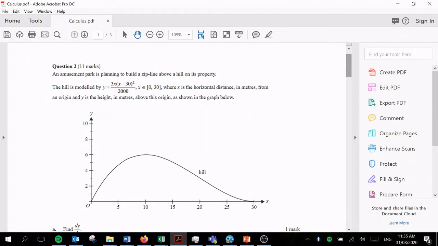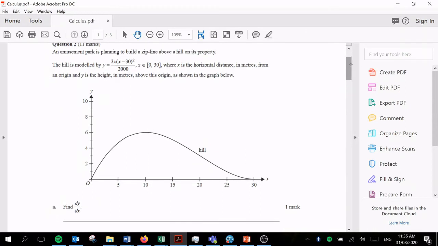In this question, we're told that an amusement park is planning on building a zip line above a hill on its property. The hill is modeled by this function here. X is allowed to go between 0 and 30 inclusive, and x is a horizontal distance from the origin, y is the vertical distance from the origin. So the first thing we're asked to do is find dy on dx.